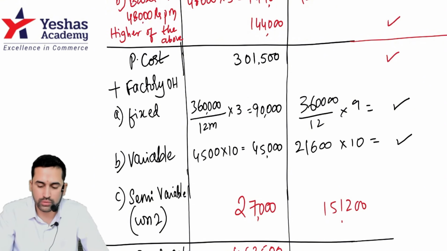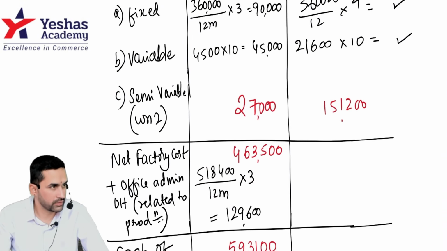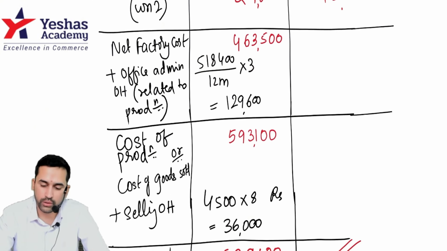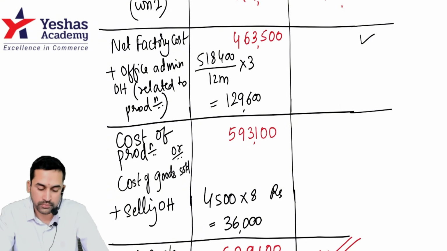21,600 into 10. Variable will change based on number of units. Semi variable we did the working note already. This will take you till here. What next? Office and admin. Tell me what to do.